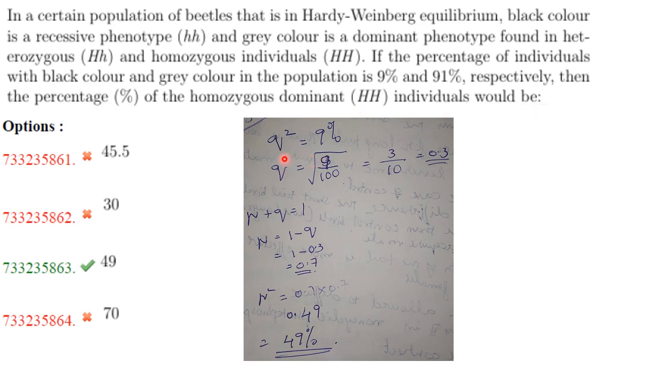So they have given q square, that is 9%, and q is equal to 0.3. We know from Hardy-Weinberg formula p plus q is equal to 1 and p is equal to 1 minus q, that is 1 minus 0.3, that is 0.7. So p square is 0.7 into 0.7, that is 0.49. So the answer is 49%, option 3.